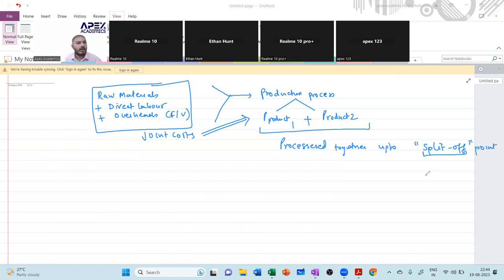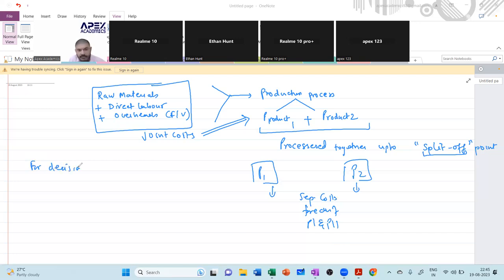What happens at the split off point? At the split off point, the products become individual entities in themselves. Therefore, now P1 is a separate product and P2 is a separate product. You will now have separate costs for each of P1 and P2. Now you need to understand that for decision making, costs after the split off point are relevant.